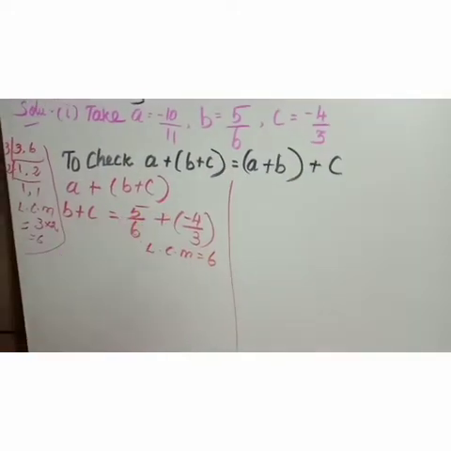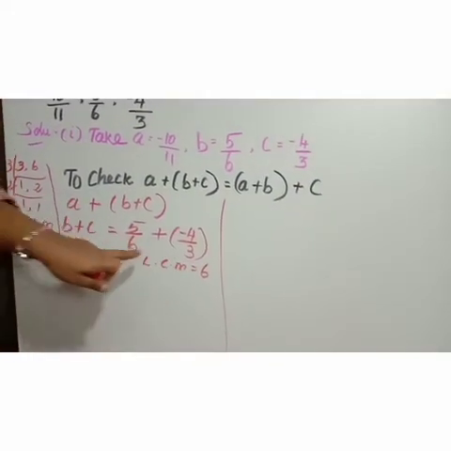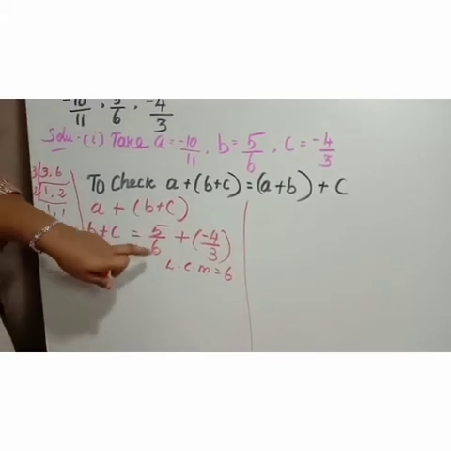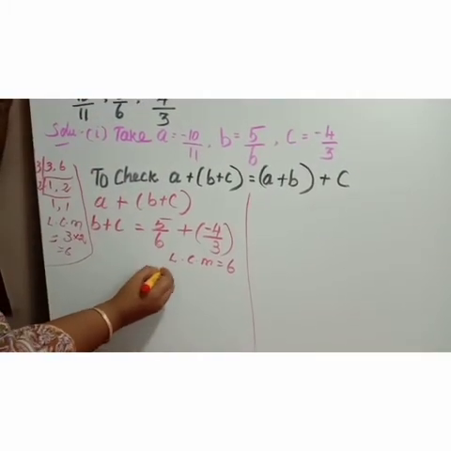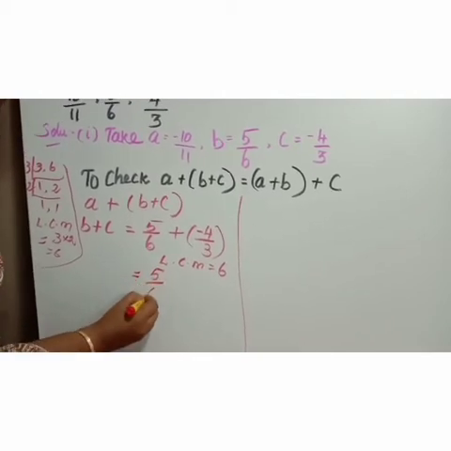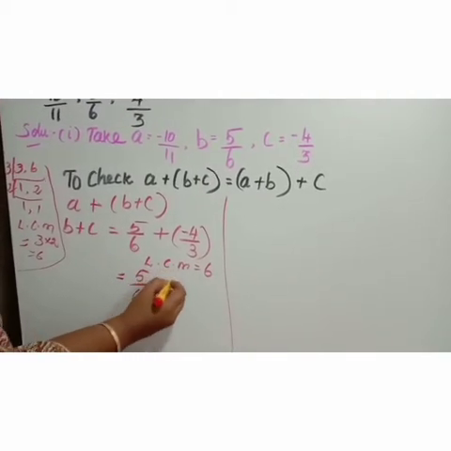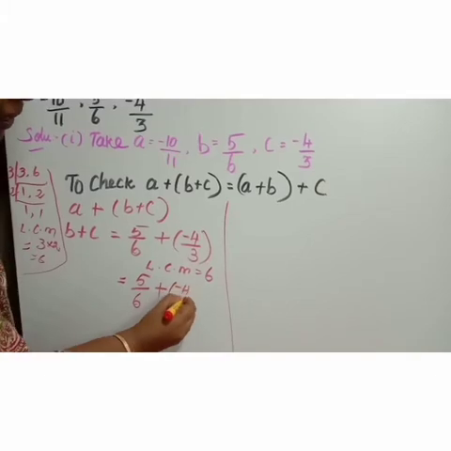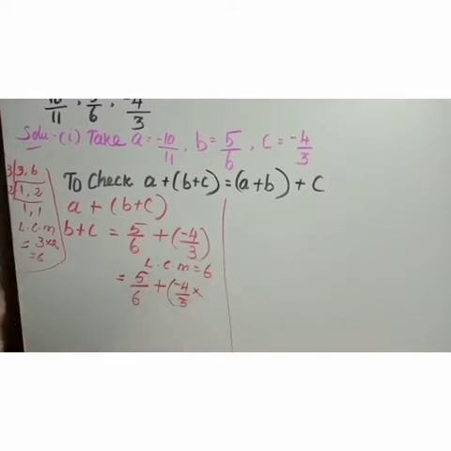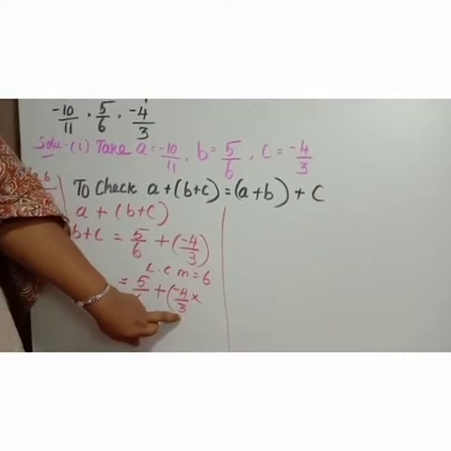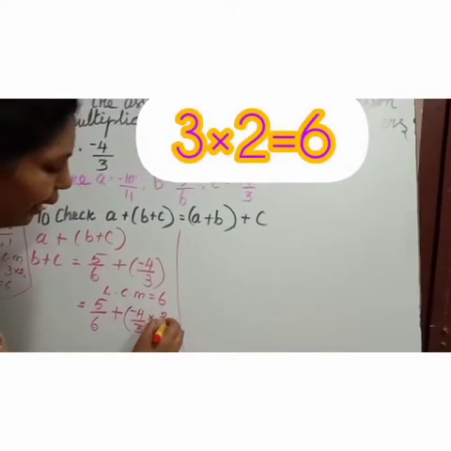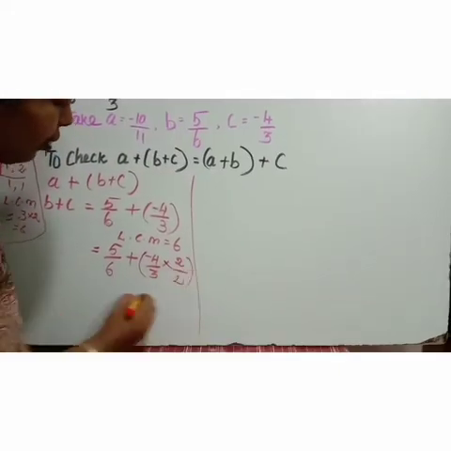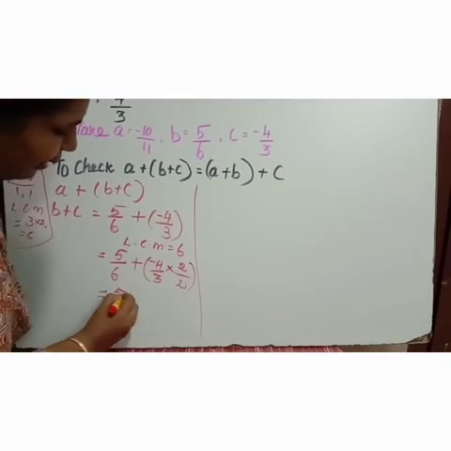So after taking the LCM, change the denominator into the LCM. Yes, here the LCM and the denominator are the same. So no change, 5 divided by 6. Next one, minus 4 divided by 3. Which number do we multiply with 3 to get 6? Yes, 2. So multiply and divide by 2. So here 5 divided by 6.